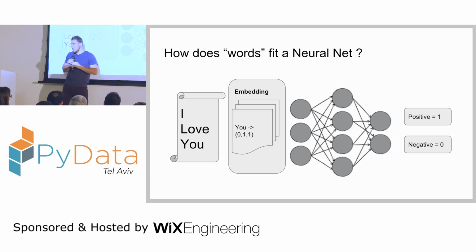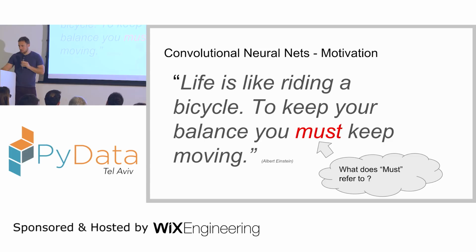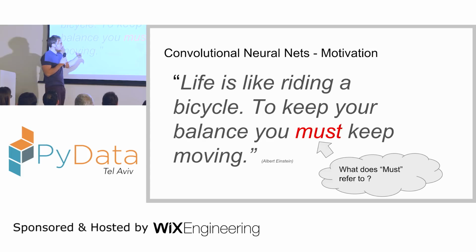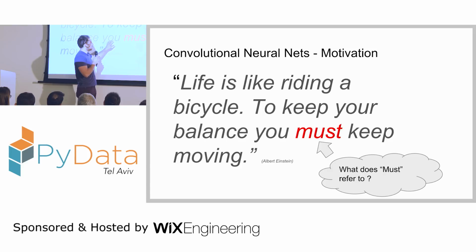The next logical step is actually to convey some kind of structure. For example, if I'm trying to predict what is the style of the word must, this is a quote by Einstein, by the way: life is like riding a bicycle. To keep your balance, you must keep moving. So I want to predict whether must is bold, italic, or normal. You would assume that the word must refers to some words around it. It's not likely that it refers to, like, life.